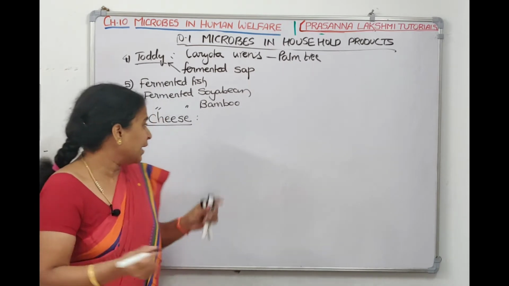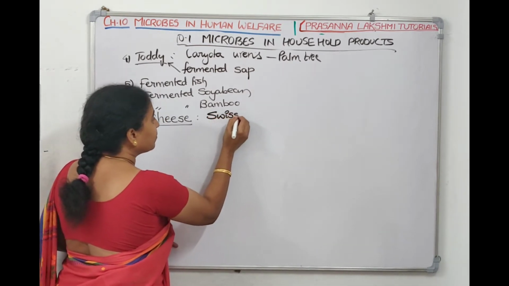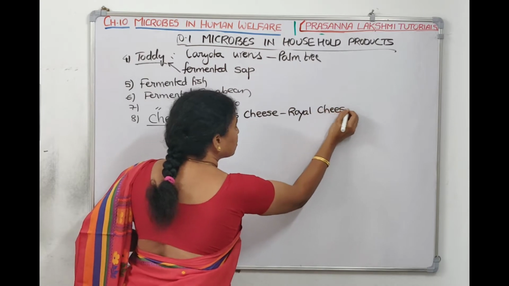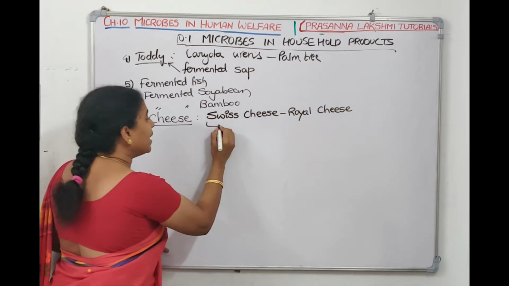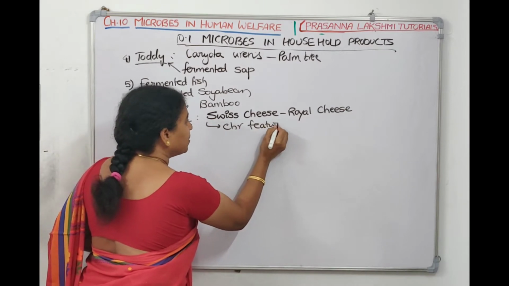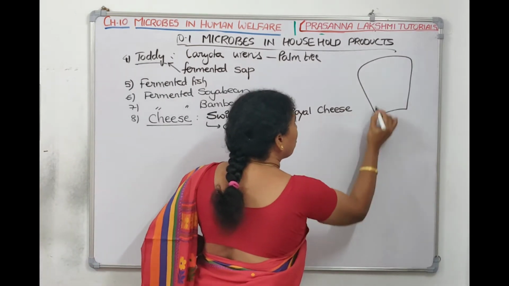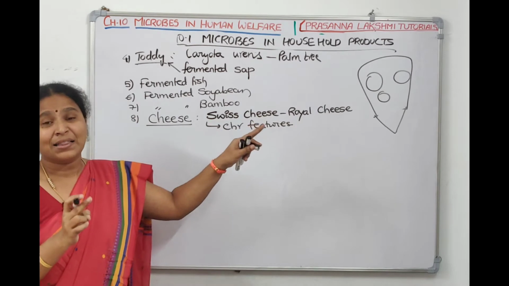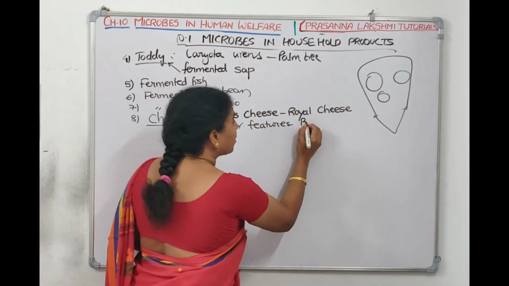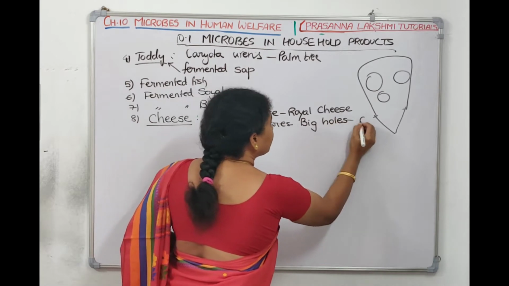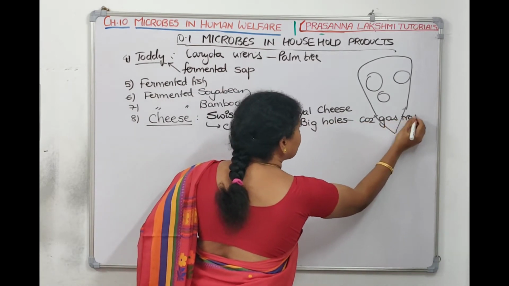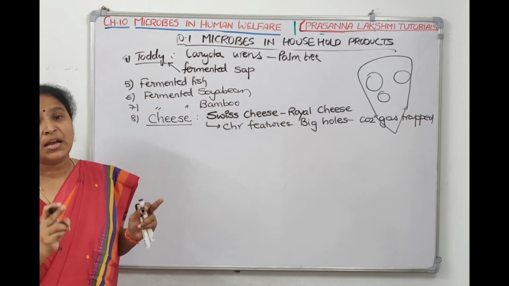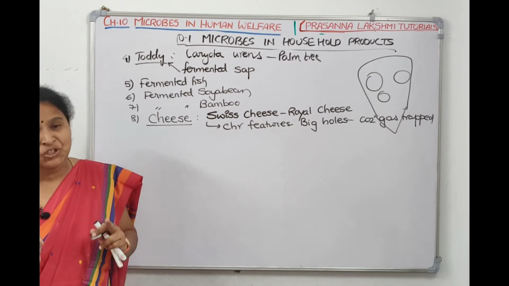Now, for example, if we take a cheese called Swiss cheese, right? Swiss cheese is also called royal cheese. Now, what is the characteristic feature of this royal cheese? It has big holes on it. These big holes are nothing but carbon dioxide bubbles. So, big holes because of the carbon dioxide gas which got trapped. And this Swiss cheese, royal cheese, is prepared by the action of a bacteria called Propionibacterium shermanii.